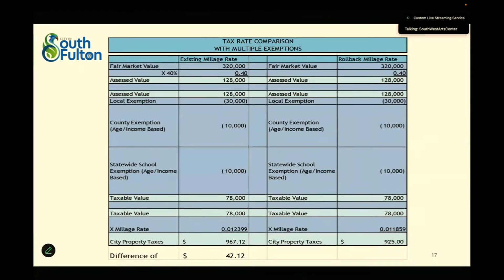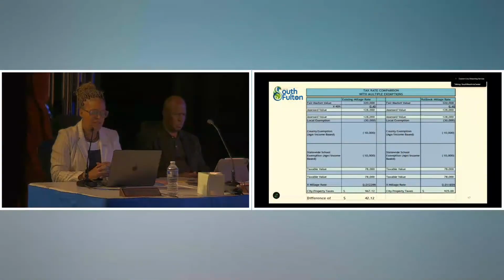Next slide. And so one of the comments last year is there are very few properties in the city of South Fulton with a $175,000 fair market value. And so what we did last year is we took a higher fair market value to demonstrate what the difference would be, and we incorporated the other exemptions that exist for county and school board exemptions for individuals, for example, over 62 years old. And as you can see in this instance, the difference between the existing millage rate and the rollback rate is $42.12. And both of those, the one I shared before and this one, is an annual difference of $42.12.